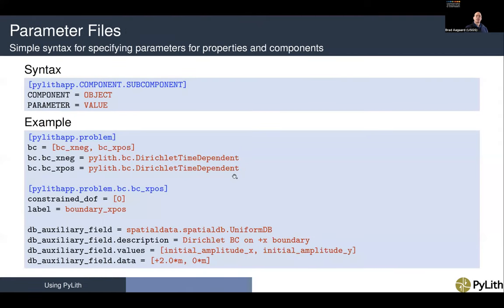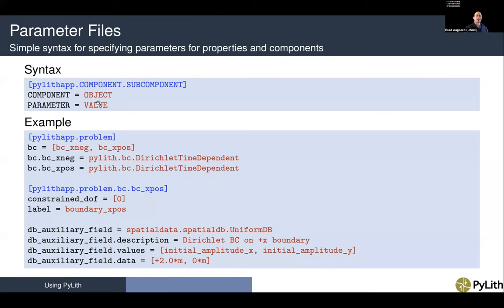This is an example of a section of a parameter file. In general, the syntax is at the top, you have the PyLith application. You walk down the tree of components. So you have a component, subcomponent, perhaps even further down the tree. You say component equals the object name that you want that component to be. Any parameter values are just that parameter is equal to a value.